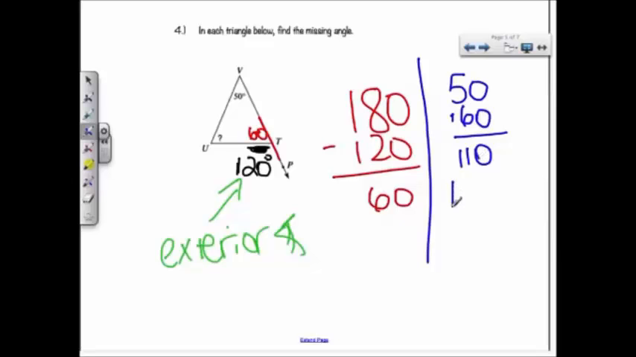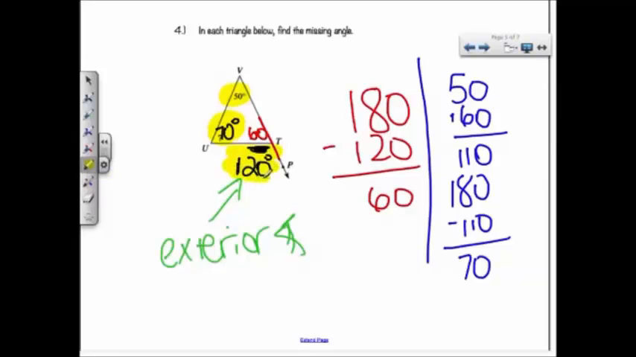And then I just subtract 110 from 180 because the angles in a triangle add up to 180. So I end up getting 70 degrees for this missing angle right here. Now, there's something that I want you to notice about the three angles I'm highlighting. These two angles inside of here, the 50 and the 70 degree angle, are called remote interior angles. And this 120 degree angle right here is called the exterior angle again.